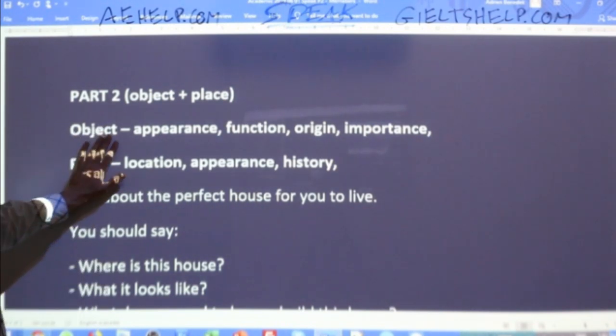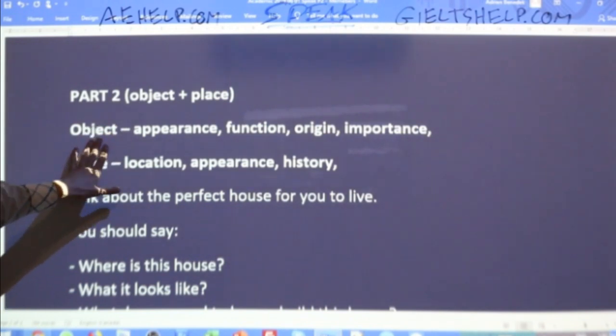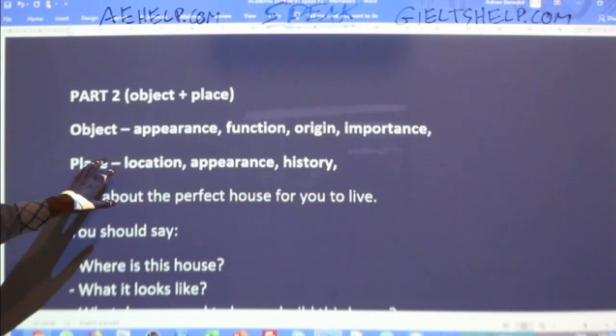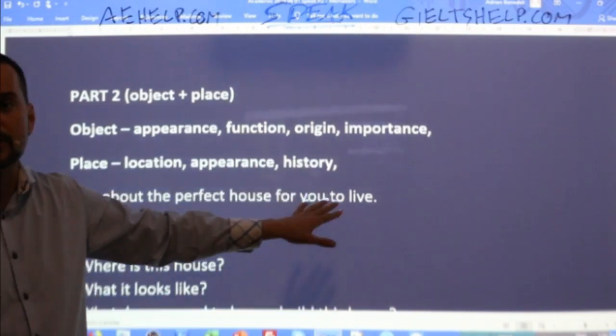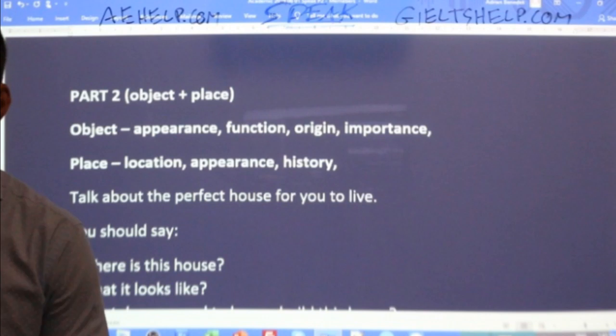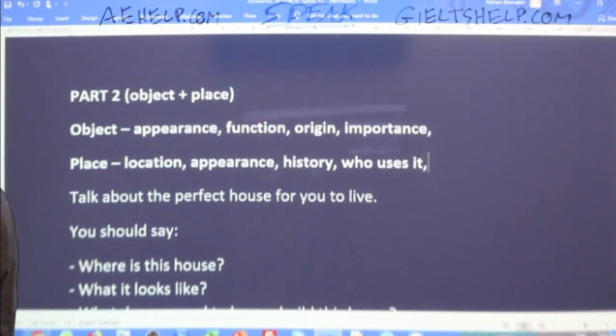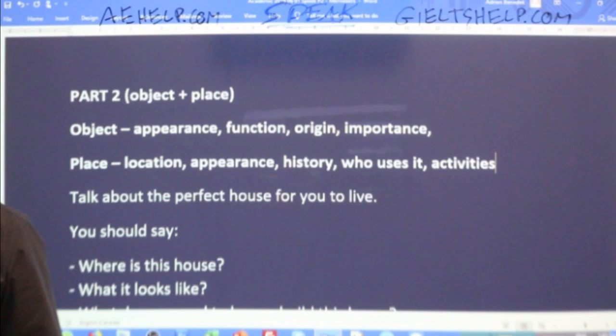So if you're thinking about your dream house, house as an object, then you think about these points. If you think about it as a place, then you need to think about these points. There's one more. Yeah, Begzad, very good. Who goes there? Okay. Yeah, so who uses it? What happens there? Okay, those are the other elements that you have to think about. Okay. All right. So good.